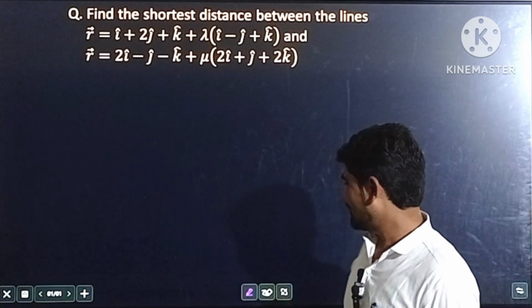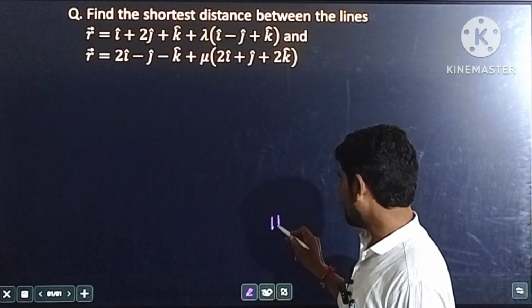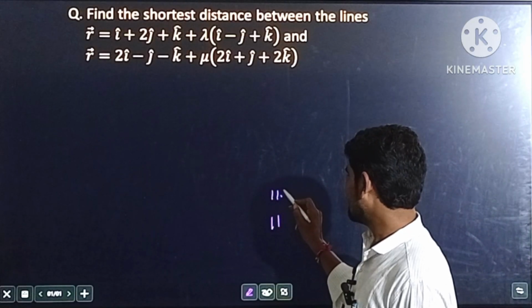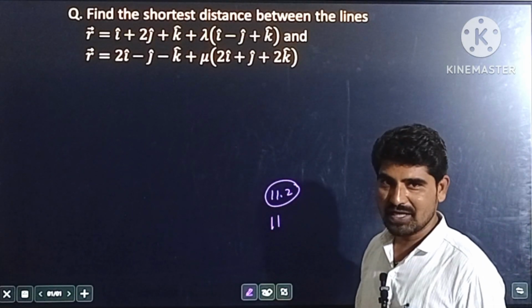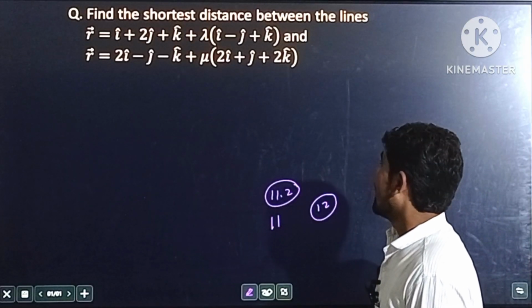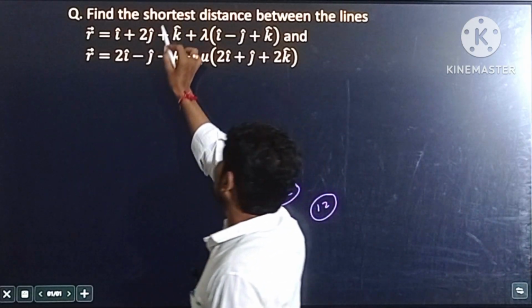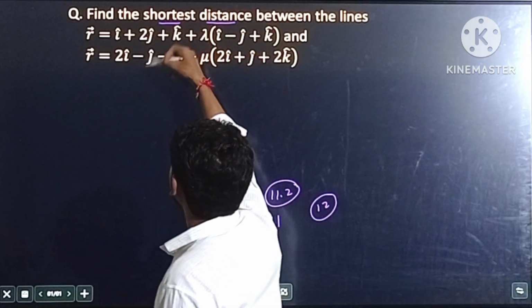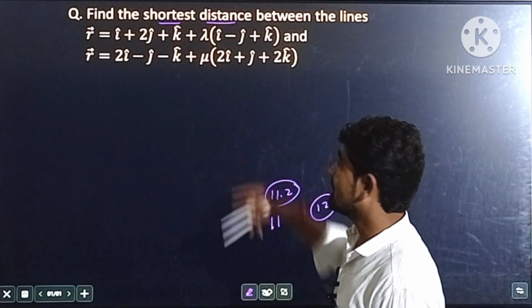In my previous video, I completed up to question number 11 in exercise 11.2. So today in this video, I am going to continue from question number 12. And the question is, find the shortest distance between the given two lines, where vector equations of the lines are given here.